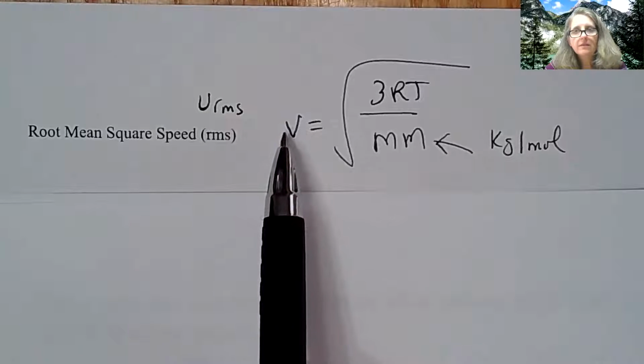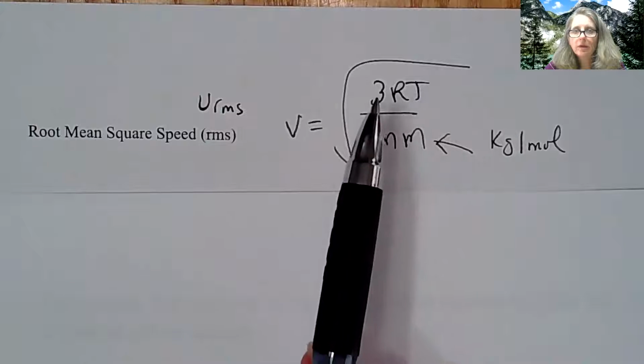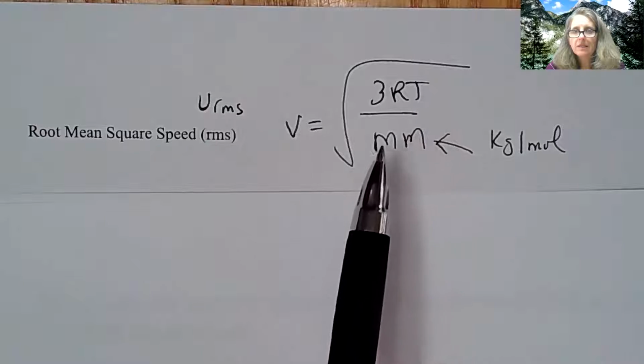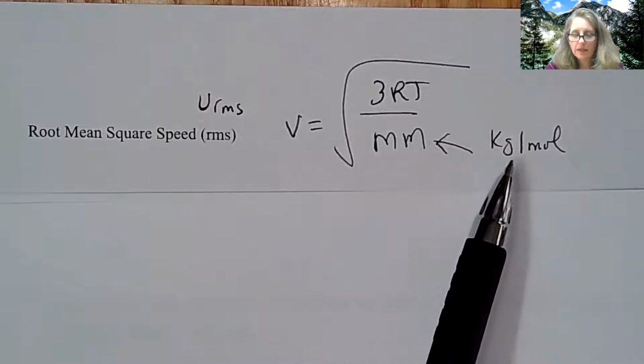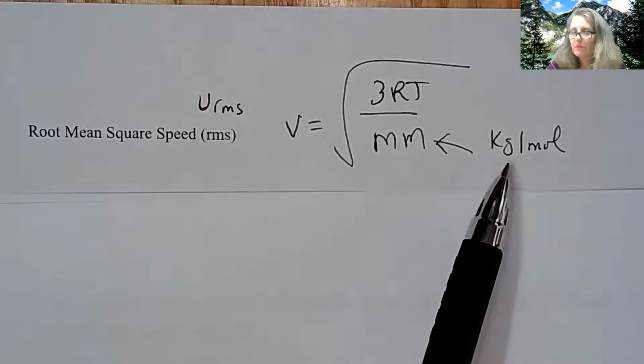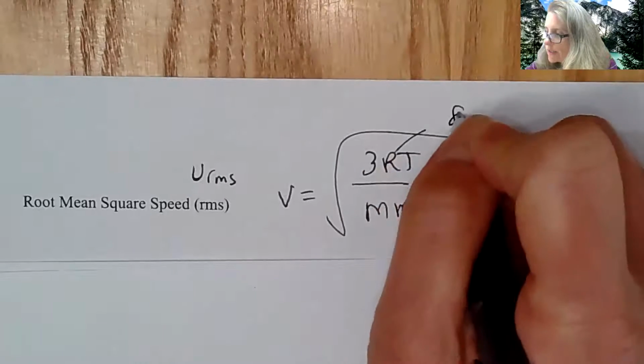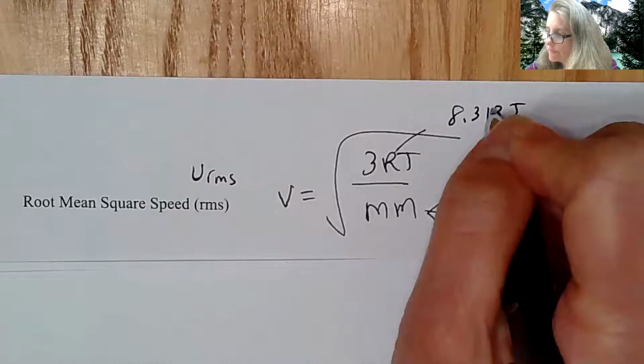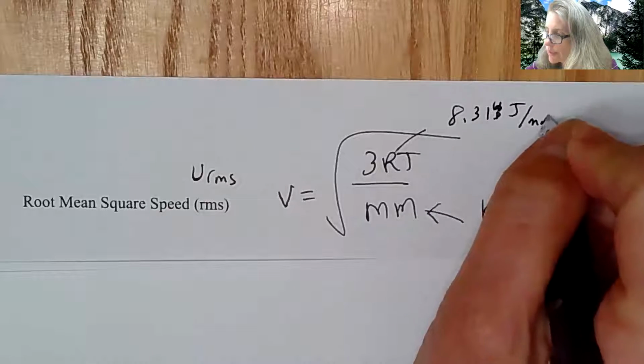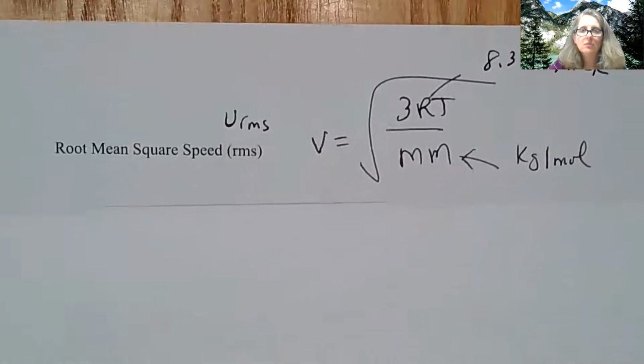So it is the velocity of the gas is the square root of 3 times R times T over the molar mass. Now the key to this is you have to have the molar mass in kilograms per mole, and I will show you why. And R has to be the 8.314 joules per mole Kelvin. And I will show you how that's all related.